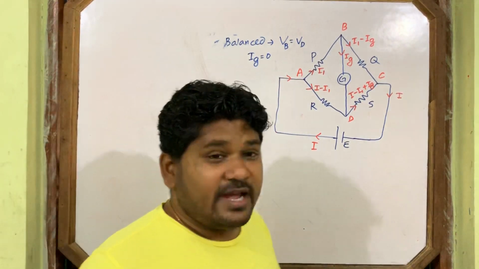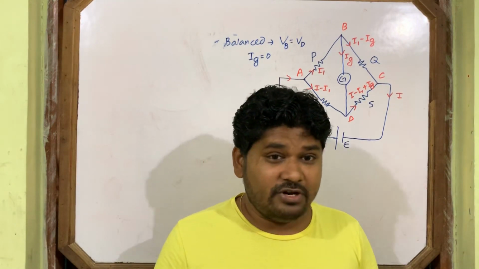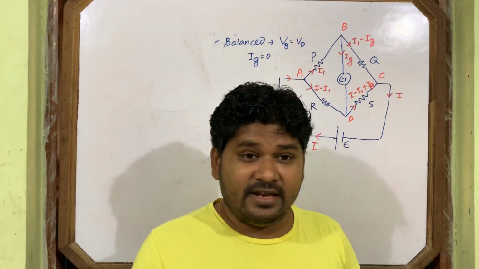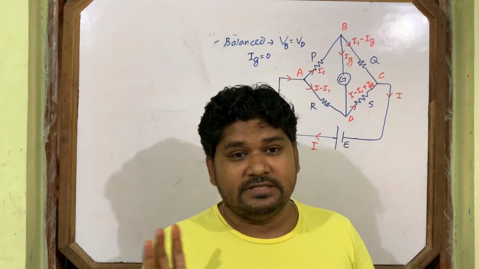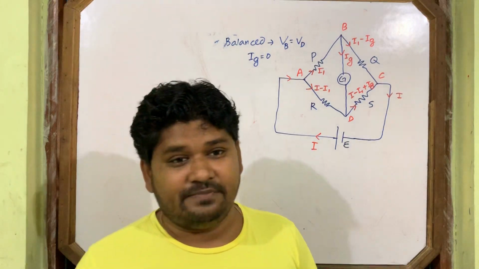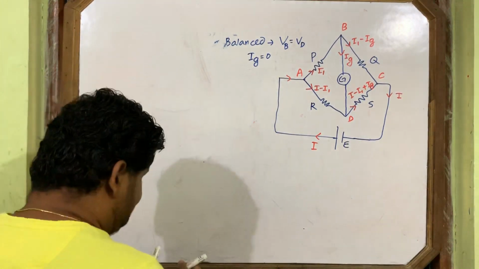Let's now derive the balanced condition of the Wheatstone bridge, which always comes in the exam. In the exam, the question will come like this: write KCL, KVL, and derive the balanced condition of a Wheatstone bridge. A 5 marks question will come in the exam. So now let's derive it. So this is the figure.